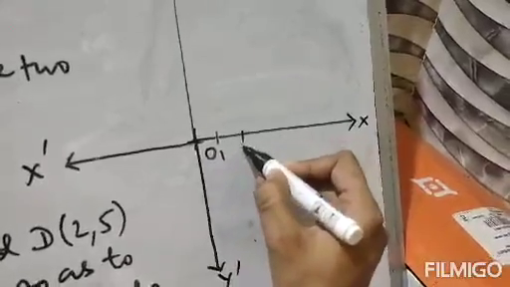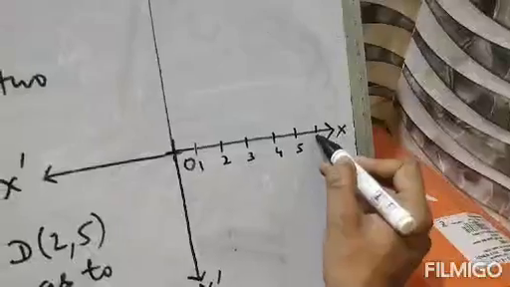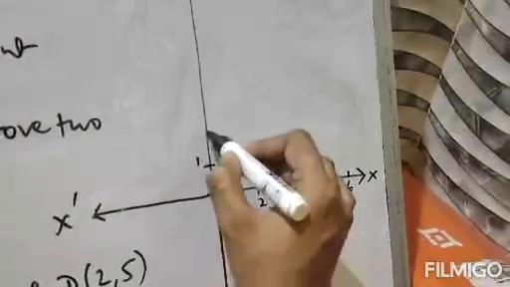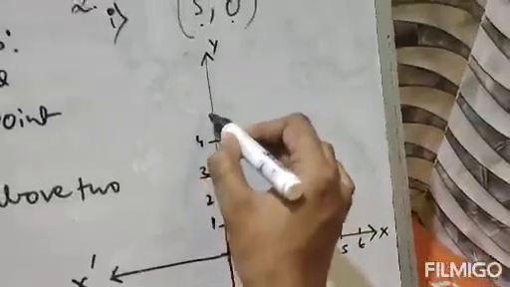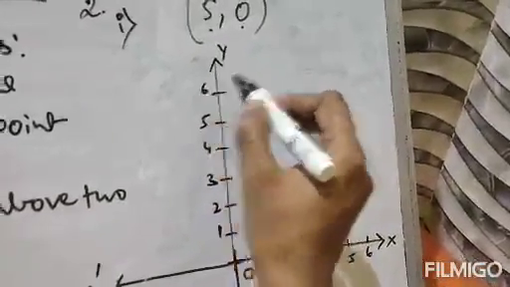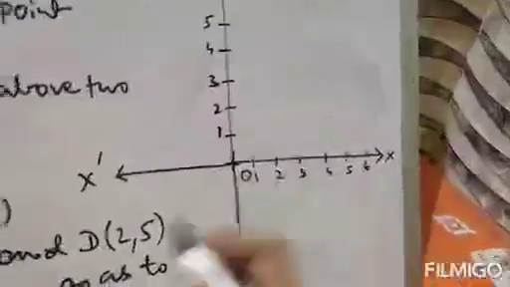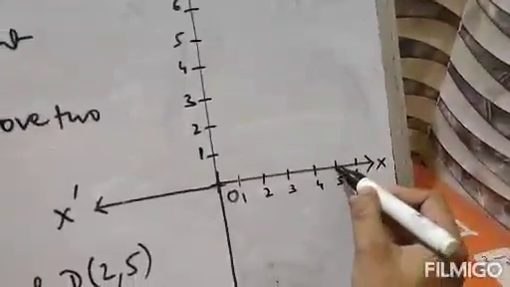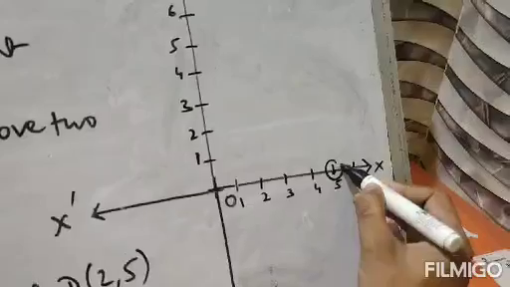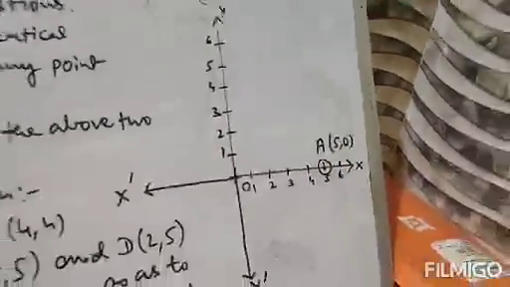Now 5, 0. So just draw. Suppose this is 1 unit, 2 units, 3 units, 4 units, 5 units and 6 units, and here also 1 unit, 2 units, 3 units, 4 units, 5 units, 6 units, and so on. So the first coordinate is 5, 0. So 5 means x is 5, that means this, and y is 0. The position will be here. Suppose the point is A, which is 5, 0. That is the plot.